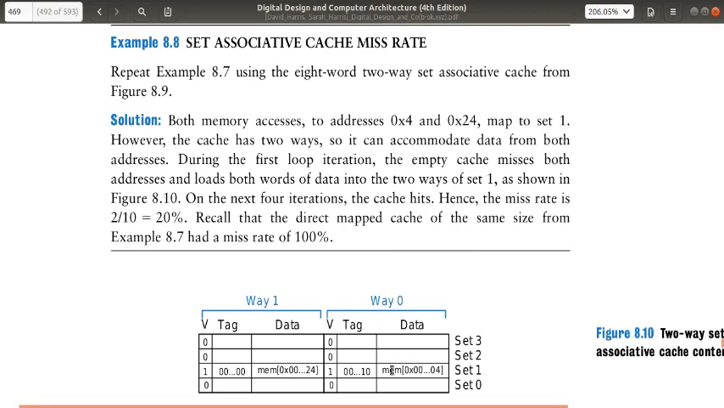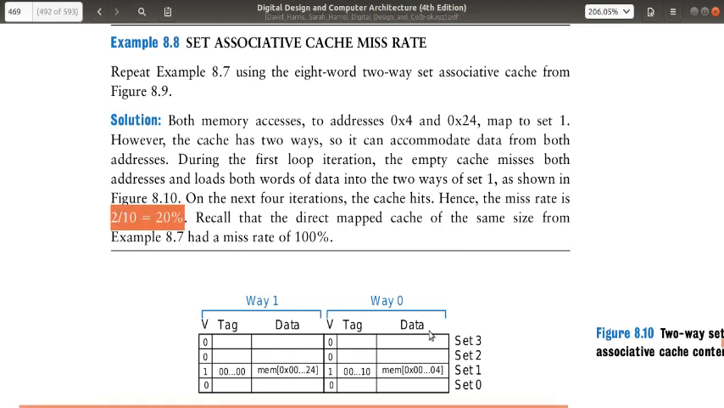So what happens during the first iteration, when it looks for 0x4, it will be a miss and it will be taken from main memory and copied here. So that is one miss. Again, in the next instruction, 0x24 will be a miss and it will be taken from memory and stored here. But after that, since both of them are here, for the next 4 iterations, it is a hit. So here, what is the miss rate? 2 out of 10, that is 20%.